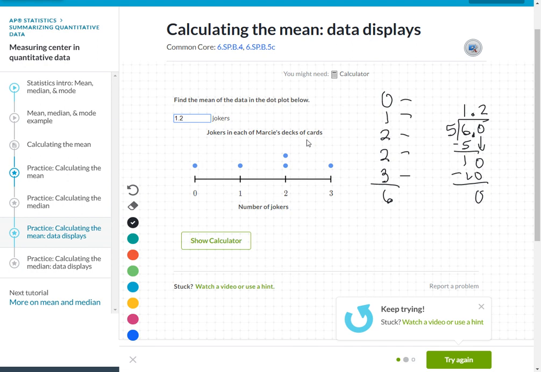So let's see. Looks like I might have done something wrong. Let's figure that out. There's 0, there's 1, there are 2 2s, and there's 3. 1 plus 2 is 3, 3 plus 2 is 5, and 5 plus 3 is 8. So 8. The good thing is that I showed my work, so I can fix that really quickly. So this becomes an 8. 5 still goes into 8 one time, but now the difference here is going to be 3. 8 minus 5 is 3.